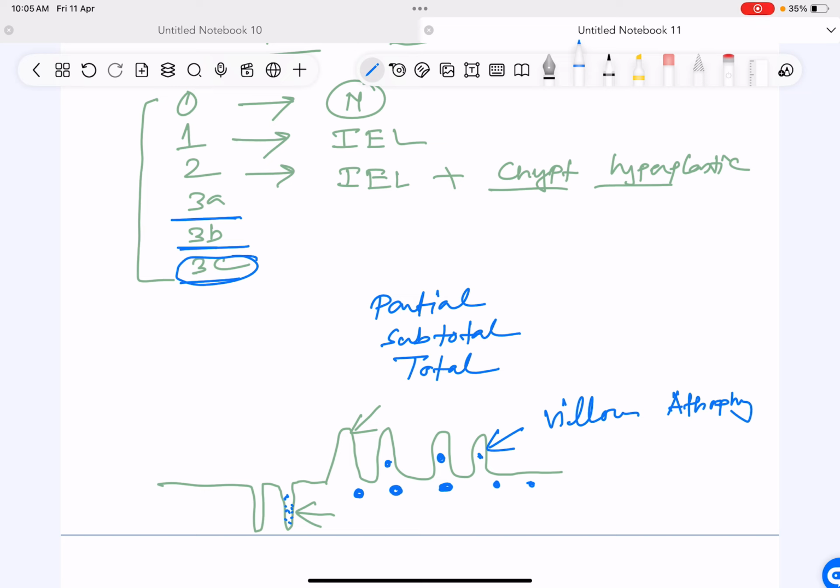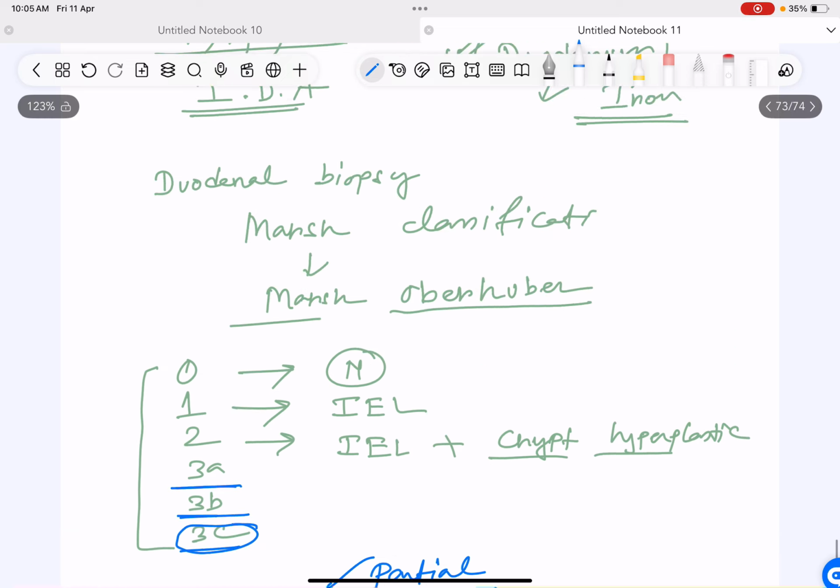So first stage, there is only IEL. Next IEL plus crypt hyperplasia, then partial, then subtotal, and then total villus atrophy. 3A, 3B, 3C. This is the Marsh Oberhuber classification in duodenal biopsy for a patient with celiac disease.